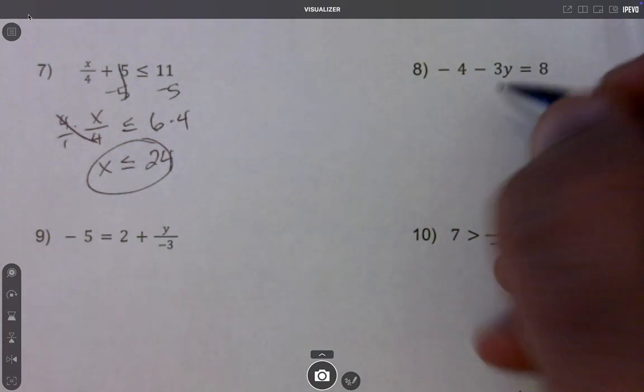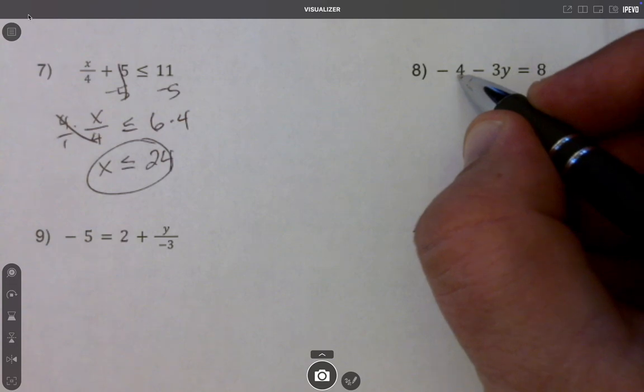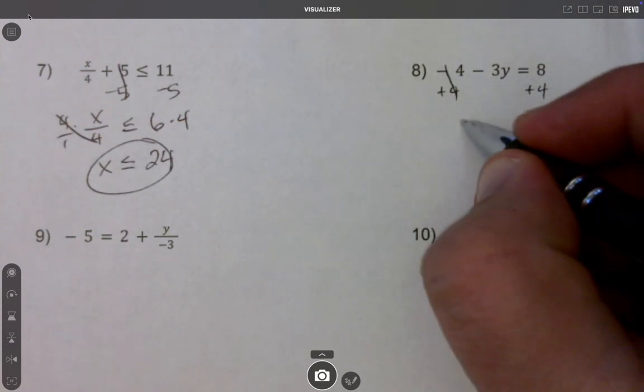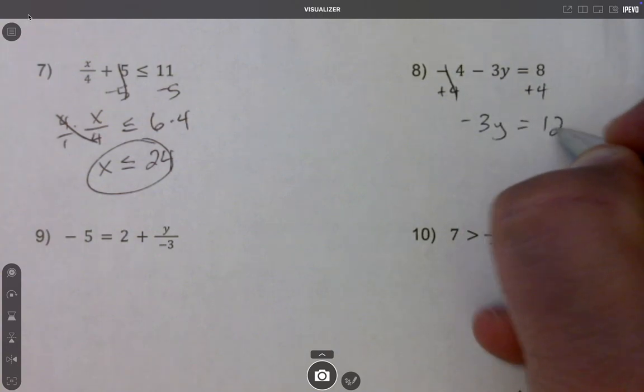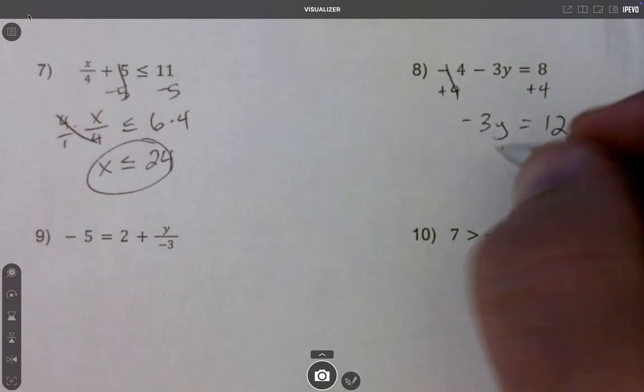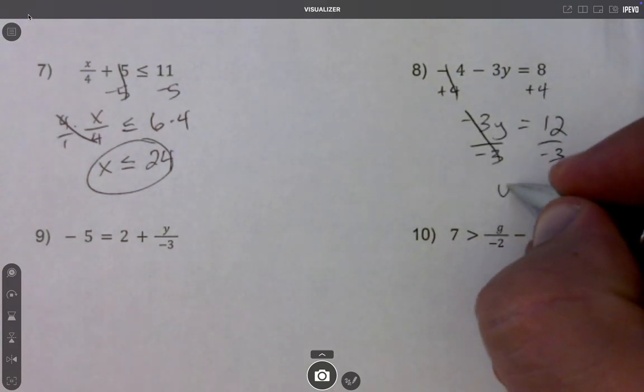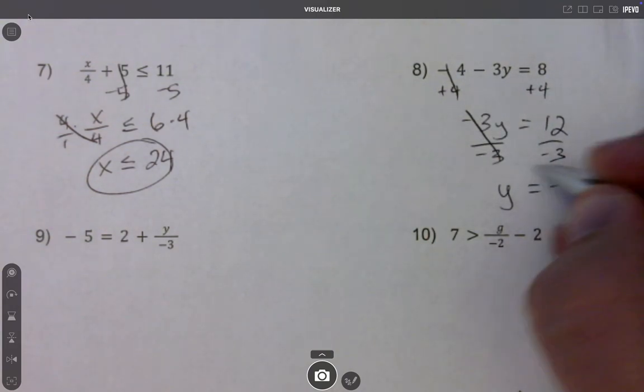Okay, number 8, we have a negative 4. So we add 4 to both sides. We get negative 3y equals 12. Then we divide both sides by negative 3. So we get y is equal to negative 4.